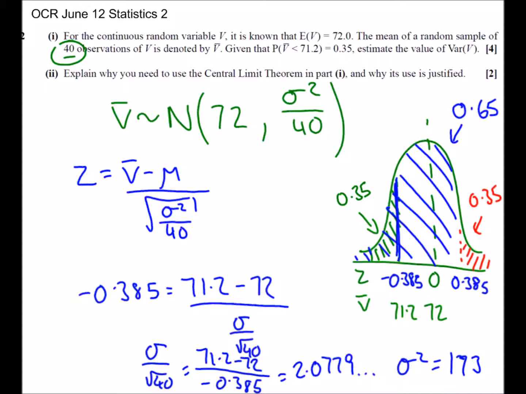For part II, explain why you need to use the central limit theorem in part I and why its use is justified. Well, we've got to use it because we don't know what the original distribution was, and it's justified because n is large. And that's the answer to the question.